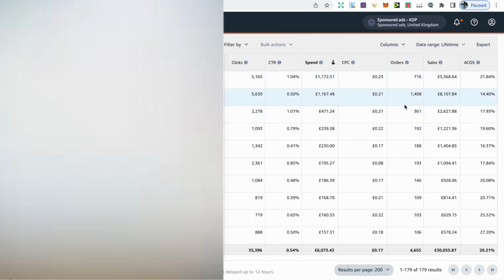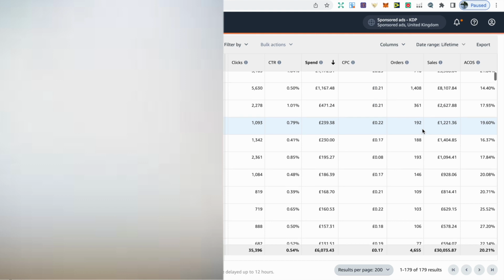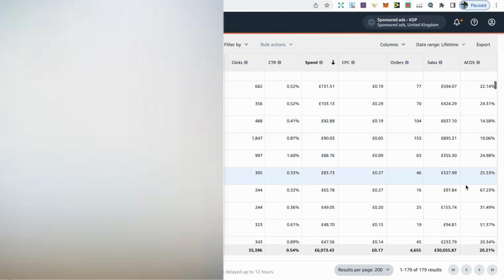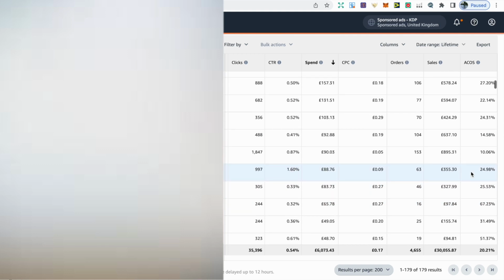If we take a look through my various ad campaigns, you'll see some low ACoS and some much higher ACoS, like this one, which is 67.23%. The one we're going to focus on is this one, which is actually my lowest ACoS of 10.06%. And this is actually the lottery ad that I've been running since August last year. Just looking at the numbers, you can see how much better this ad campaign is doing compared to all the other campaigns around it.